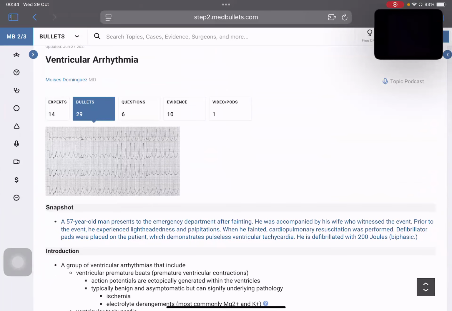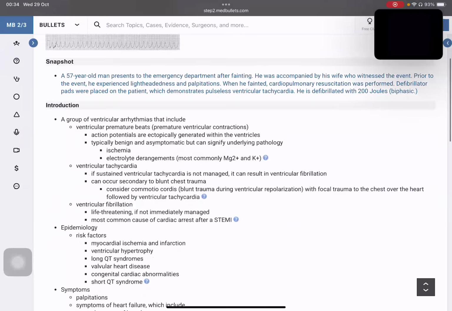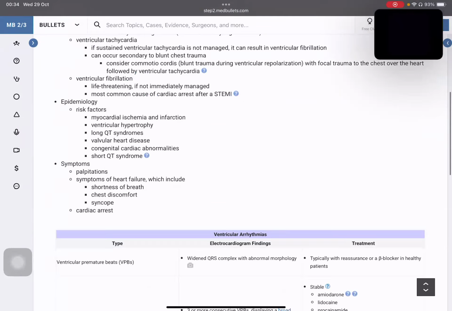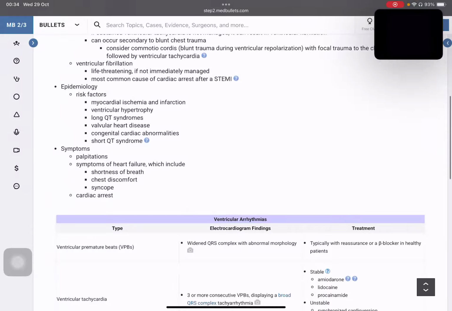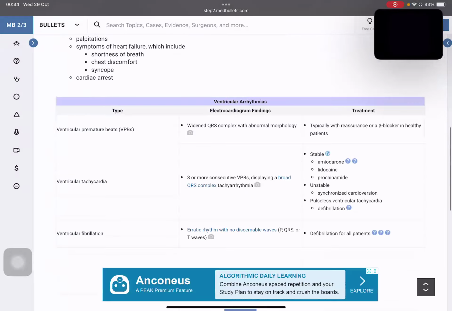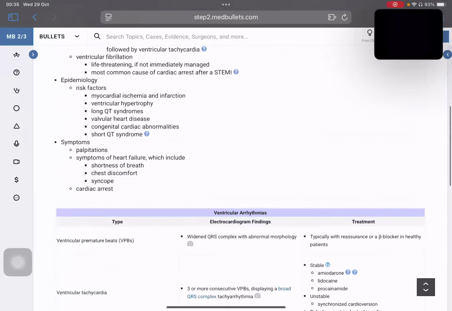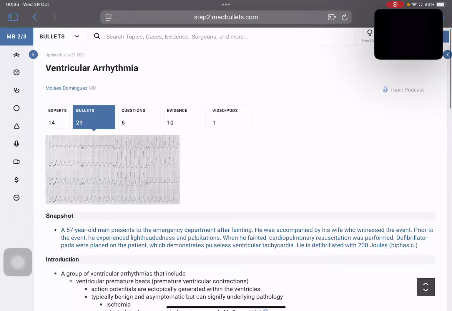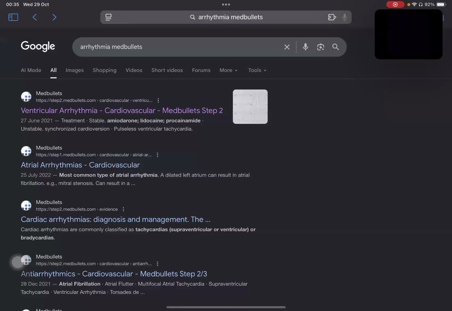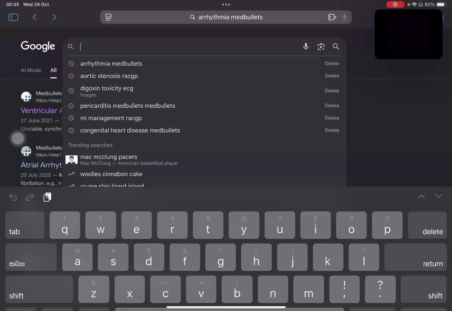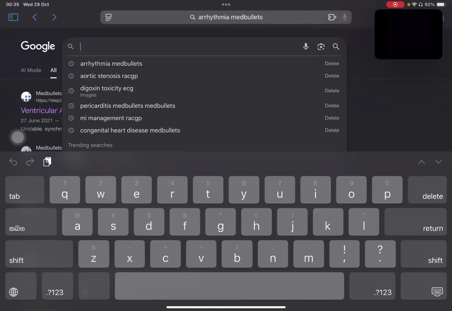So we are here about ventricular arrhythmias, and then you have the symptoms, the epidemiology, and then you have types. Sometimes it's a little too deep, but then you have a very shortened, easy to read, ready-made note through med bullets. So that's something I wanted to tell you all. It doesn't have to just be cardiology, but anything, med bullets has come in handy.